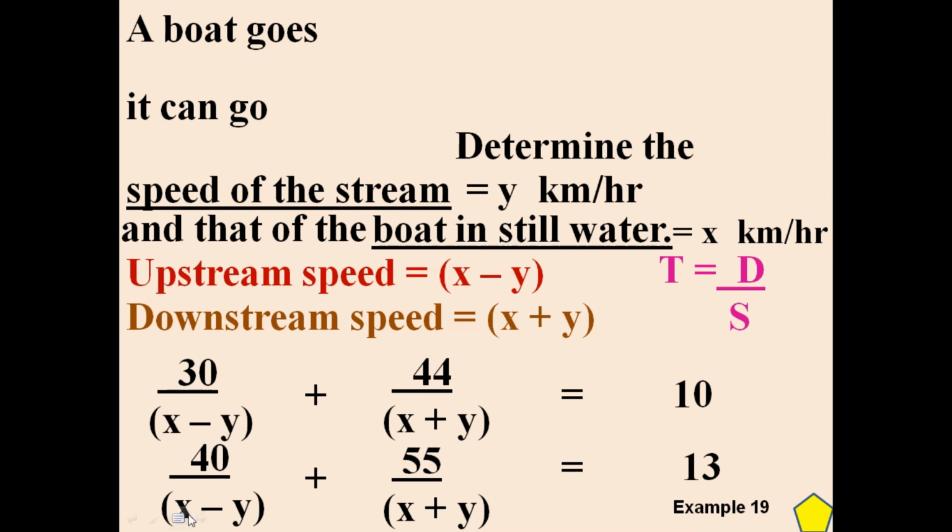Hence, total time for upstream is 40 upon x minus y. Time for downstream is 55 upon x plus y. And the total time taken together in case 2 is 13 hours. So we've got the second equation.